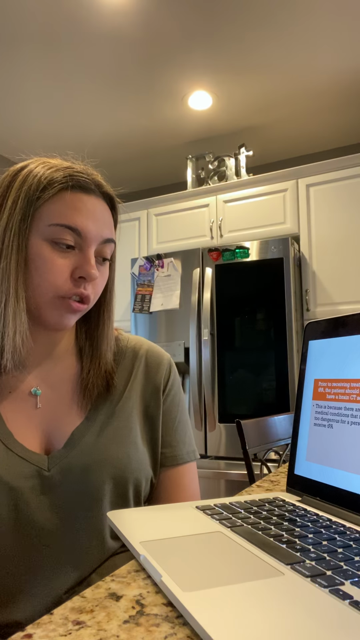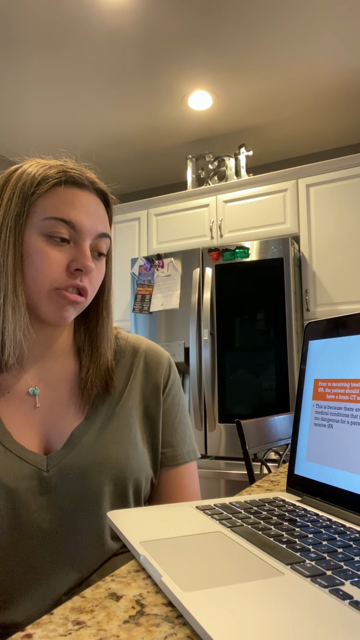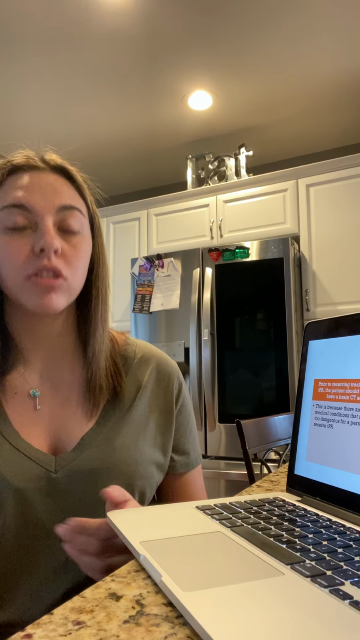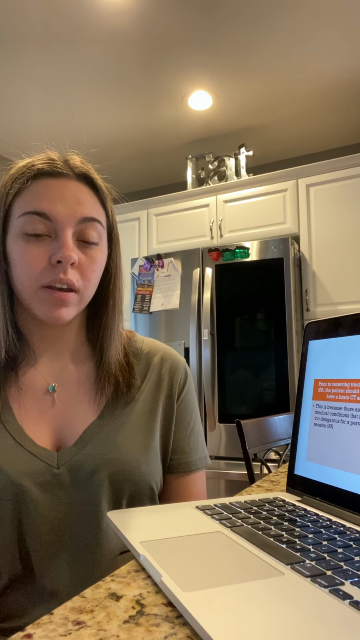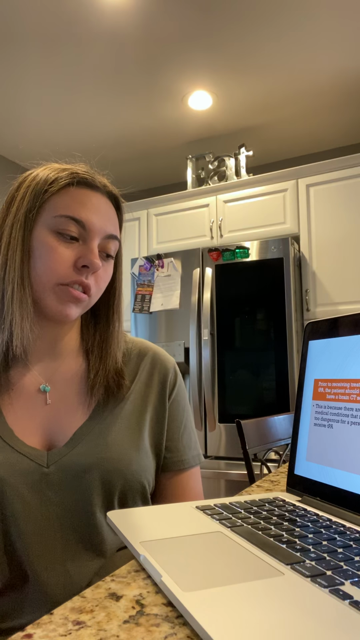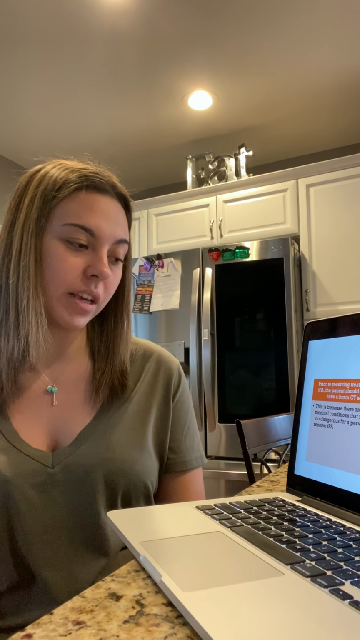Prior to receiving treatment with TPA, the patient should expect to have a brain CAT scan. Within a patient getting to the hospital, they're going to have to get a bunch of tests done, and a CAT scan is one of the first things. This is because there are several medical conditions that make it too dangerous for a person to receive TPA.